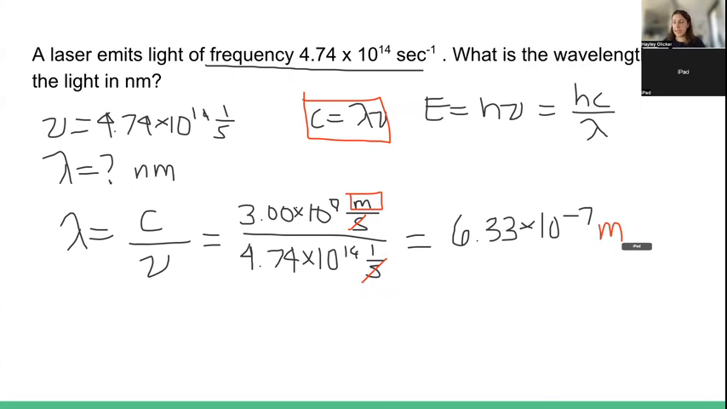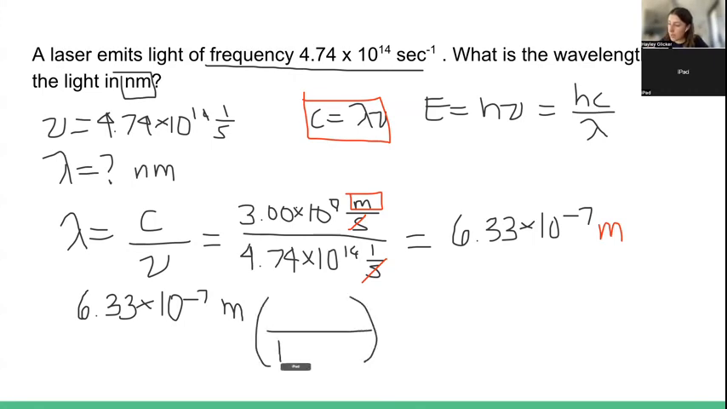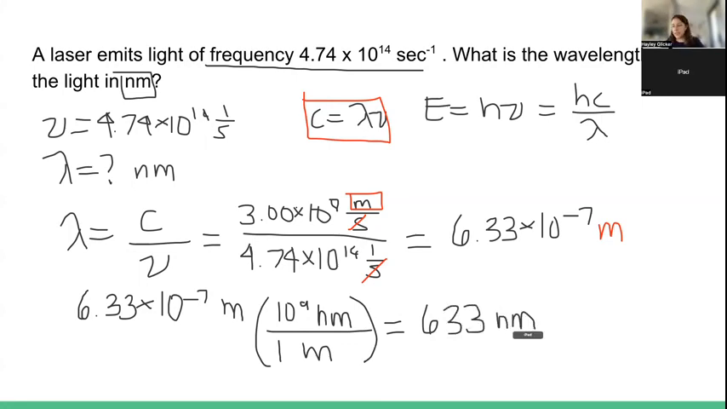Numerically, this would be a correct answer, but I'm asked for nanometers, so I'm going to have to do some conversions. I have 6.33 times 10 to the negative 7th meters, and I have to get this into nanometers. What I have to identify based off of previous knowledge is that in 1 meter, there's 10 to the 9th nanometers. So when I plug that into my calculator, we get that it's 633 nanometers of light.